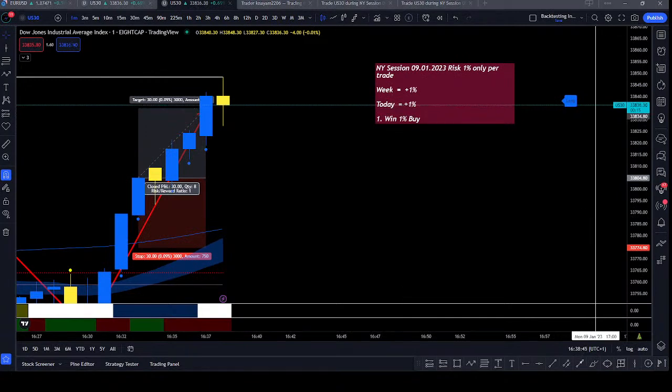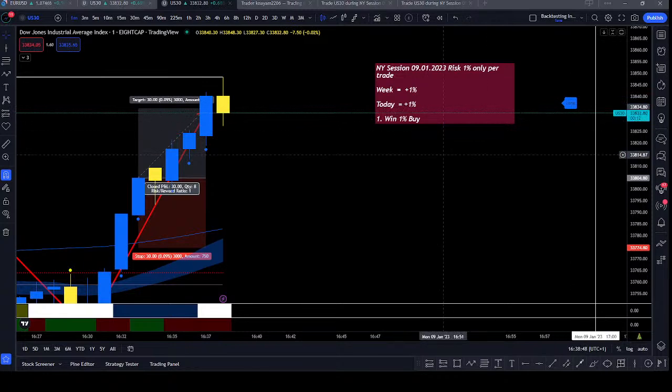Great trade, very nice trade. So plus 1% for today on my FTMO.